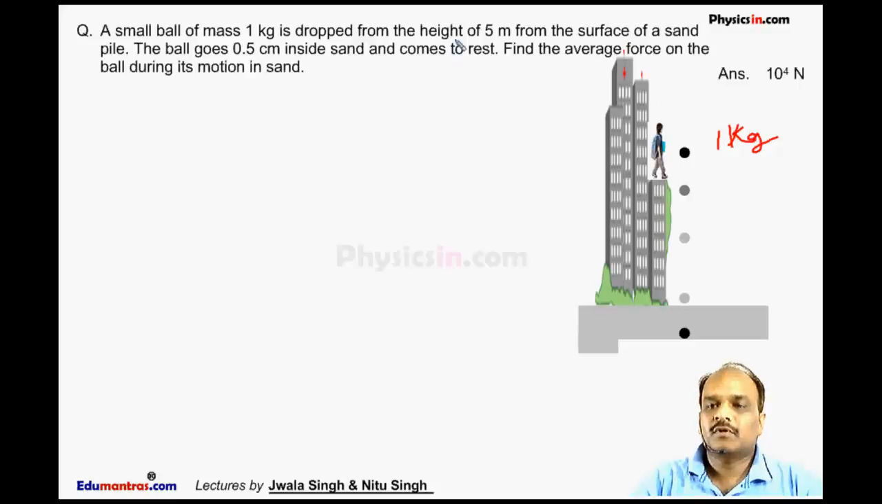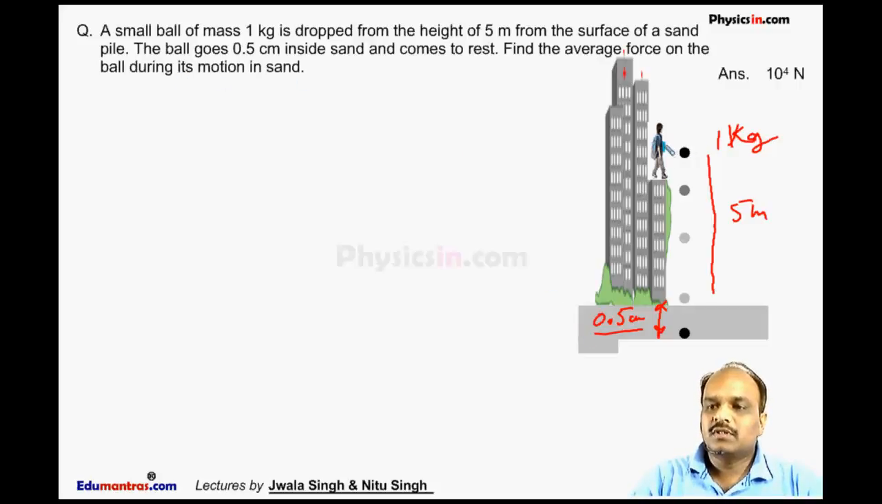Now, a small ball of mass 1 kg, the mass of this ball is 1 kg, is being dropped from height 5 meter. This height is 5 meter from the ground. The ball goes 0.5 centimeter inside this sand, this distance is 0.5 centimeter, and comes to rest. Find the average force on the ball by the sand.